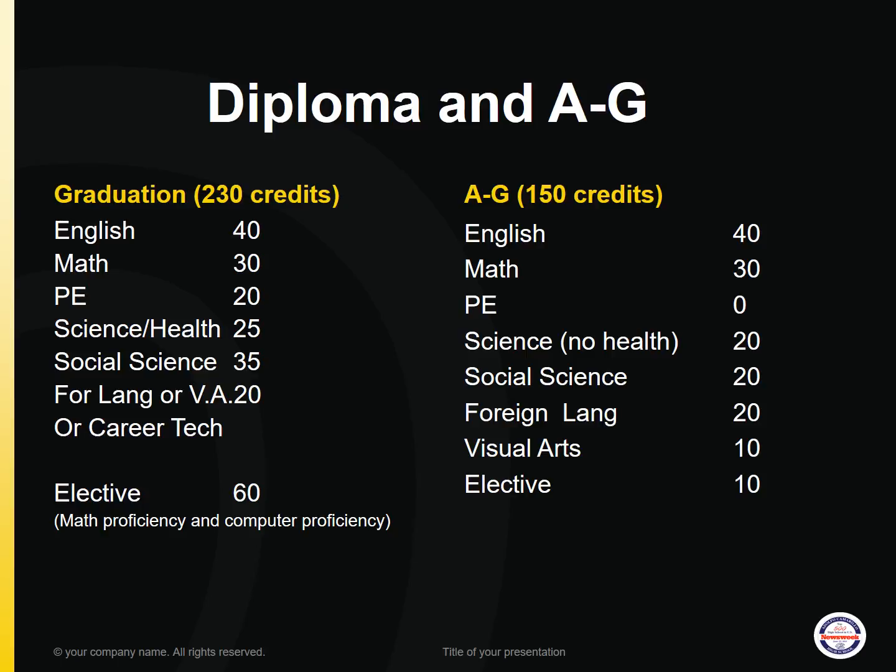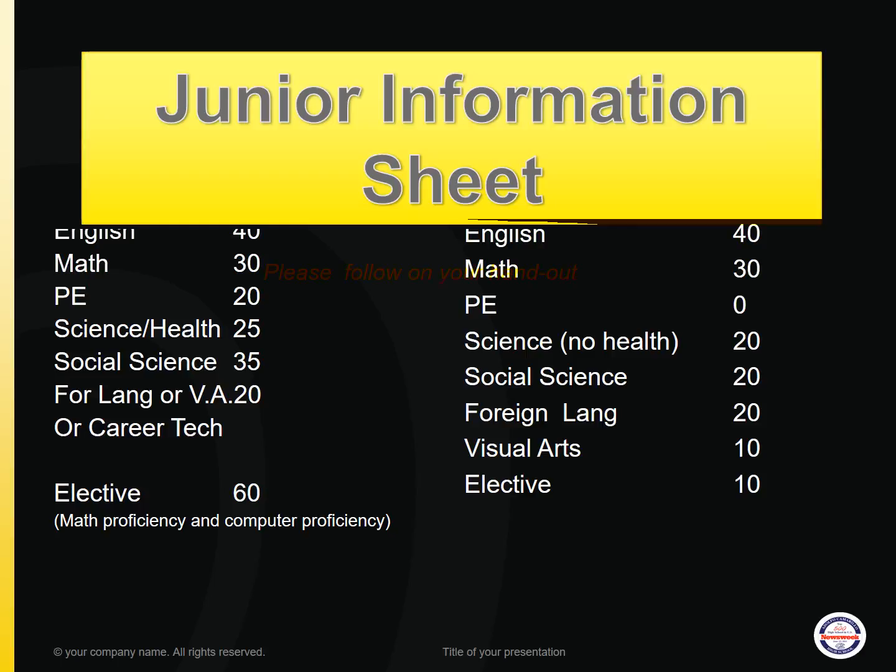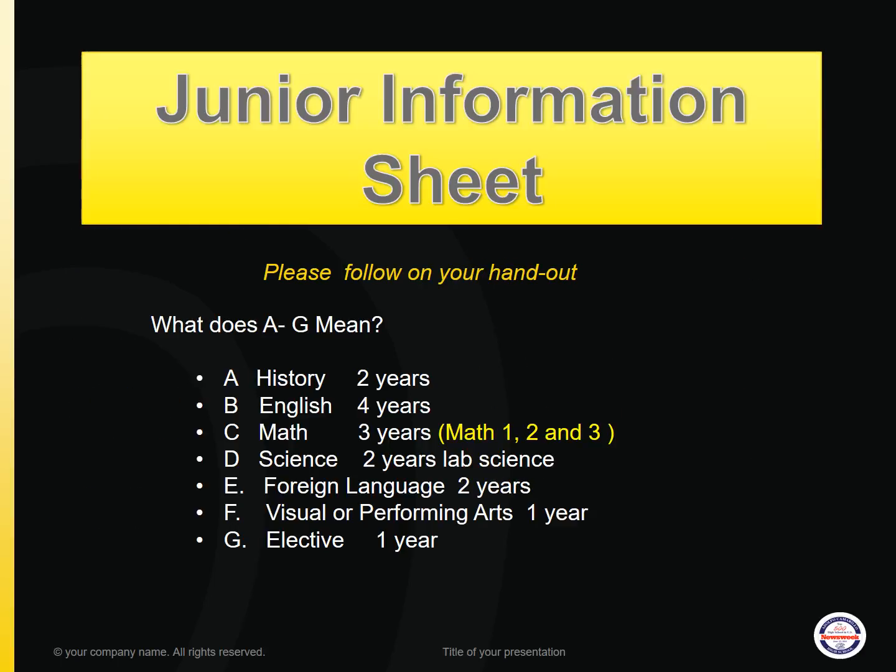Also, with world language, you must have 20 credits or 2 years of the same world language. And you must also take a year of a visual and performing art. Also, you must obtain a C or better. The A through G requirements are those needed to be eligible for UCs, Cal States, and most 4-year universities. On your junior information sheet, they'll be in more detail.